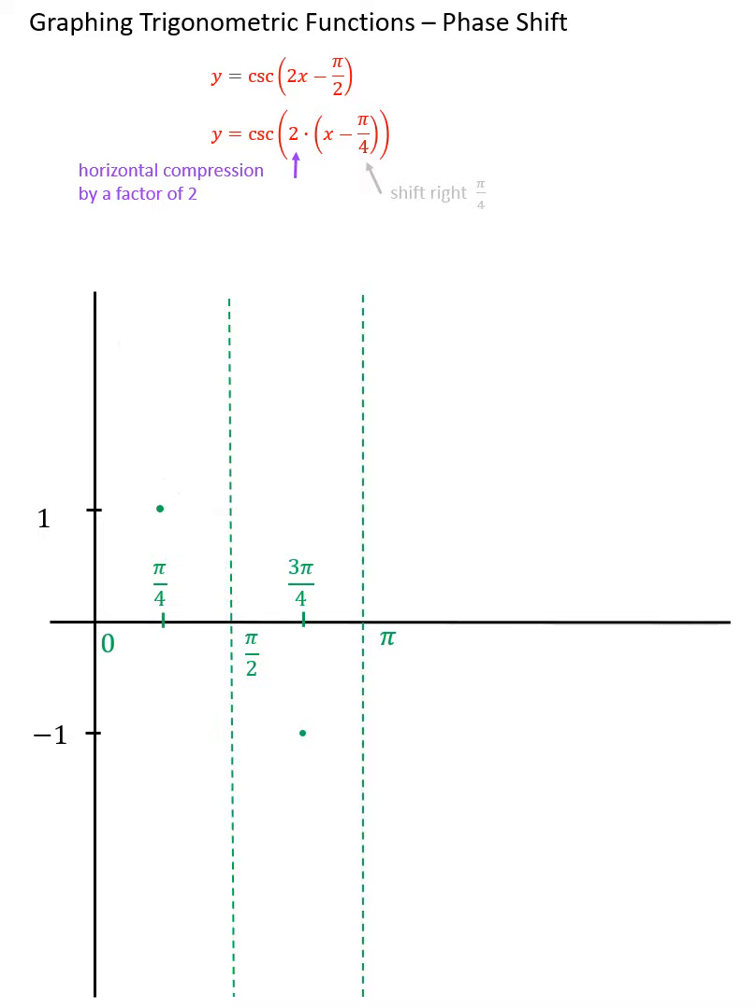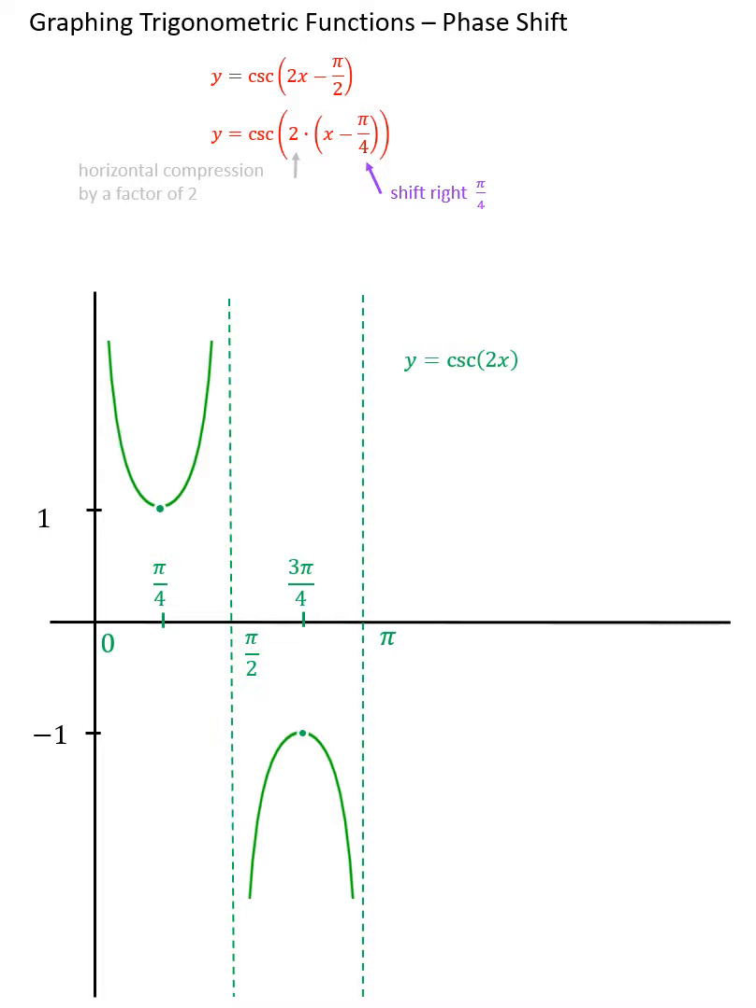And now erasing the cosecant graph here, we can see the compressed features of our new graph and fill in accordingly. By the way, we're not done with this problem. What we have done here is we've graphed y equals 2 cosecant of 2x. In other words, we've handled the horizontal compression by a factor of 2. Now that I've done that, let's turn our attention to a rightward shift of pi over 4.